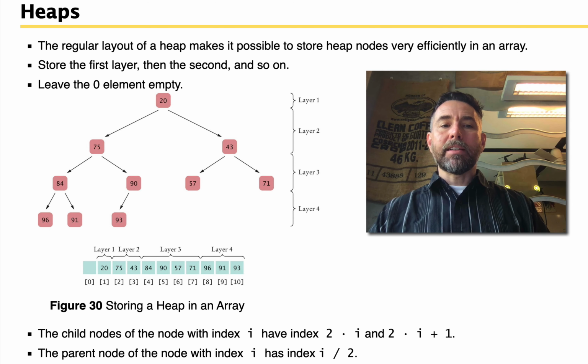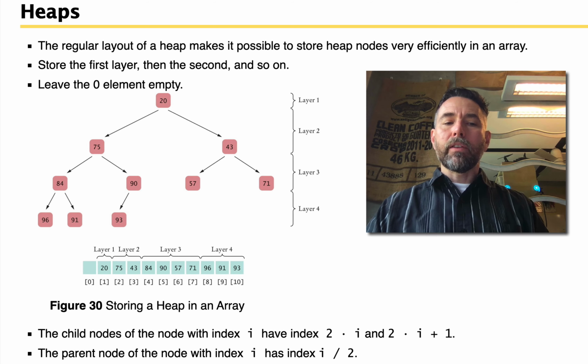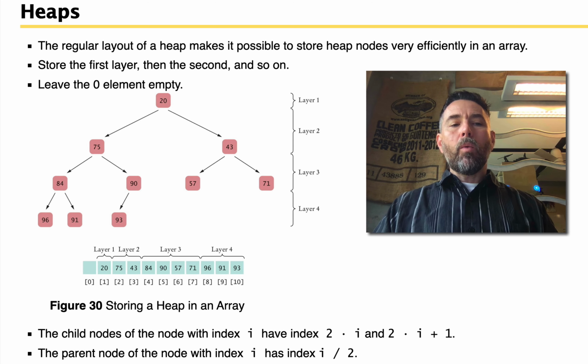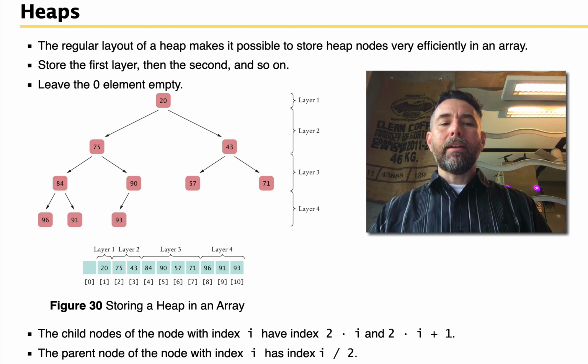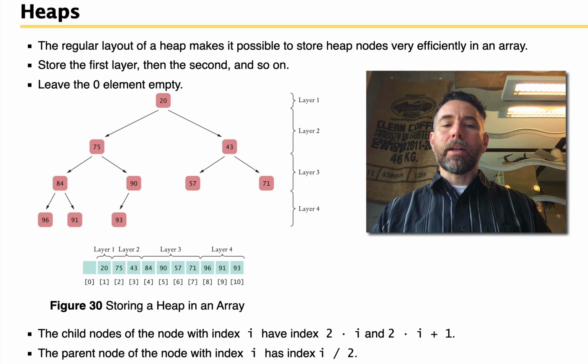So let's look at that in this example tree and the array. Position 1 holds 20, and the children are at 2 times 1, which is 2, and 2 times 1 plus 1, which is 3. So 75 and 43 exist at the child nodes of layer 1. Well, let's think about, what about 84? 84 is at index 4 in our array, and if we want to know where the children of 84 are, we use the formula and we say 4 times 2 is 8, and 4 times 2 plus 1 is 9. So the children of index 4 are at index 8 and 9.